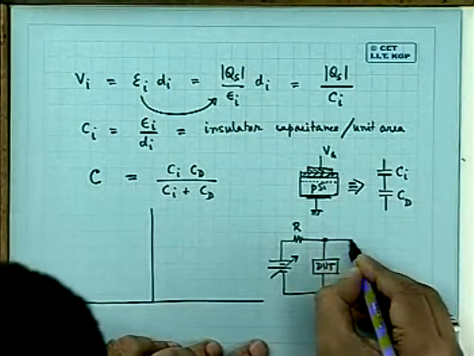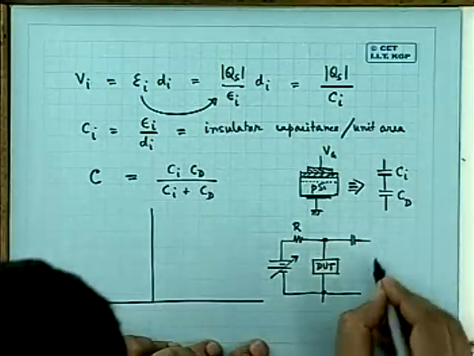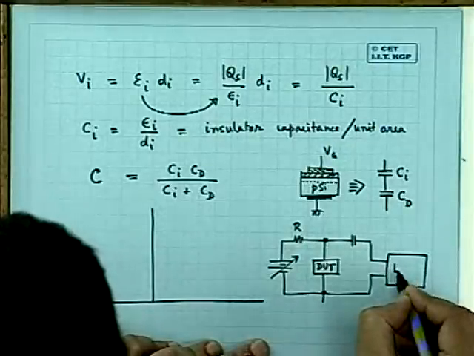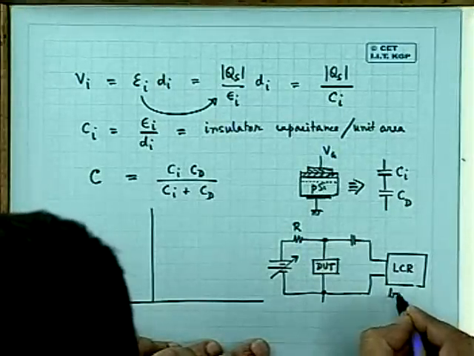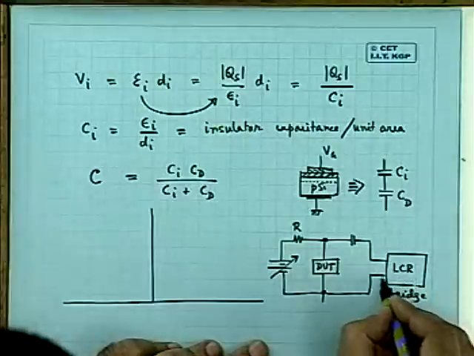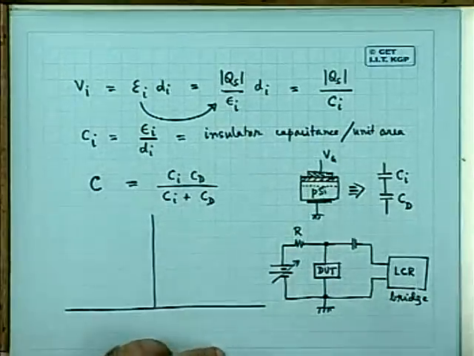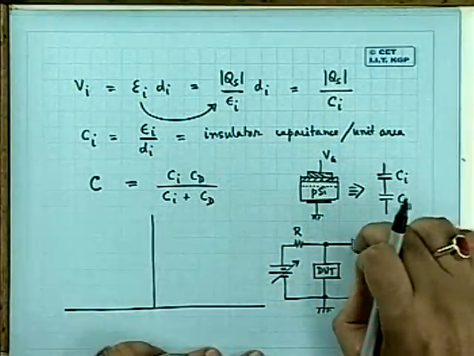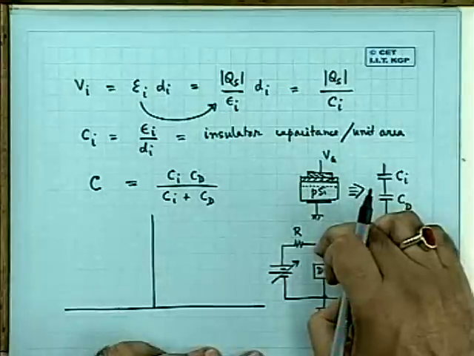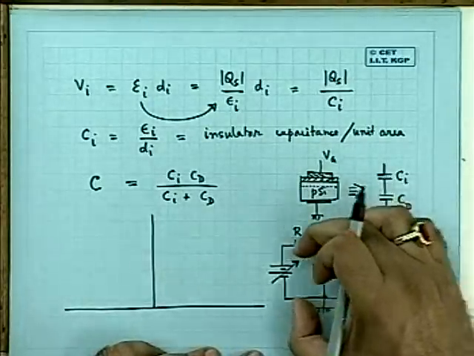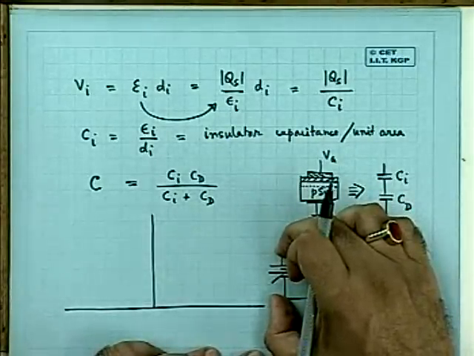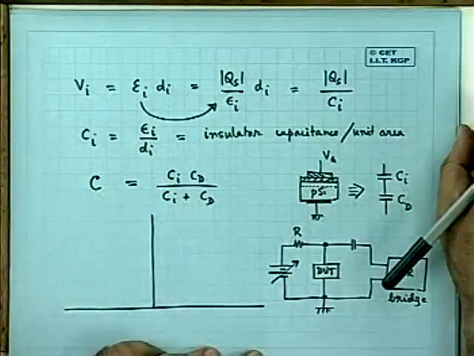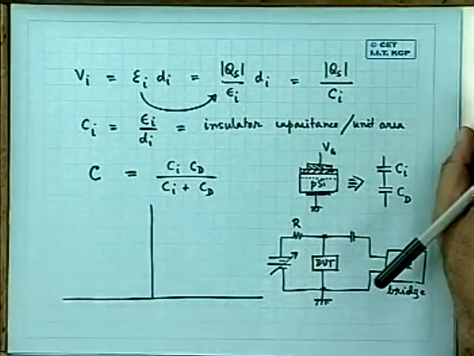Then what you do, you connect a capacitance and then a bridge here. A bridge or Q meter or anything, LCR bridge, for the measurement of capacitance at different values of bias. So what you are doing here, you are applying a DC bias via the resistance, and the voltage here will be practically the voltage you have applied, because the current will be so small that the voltage across R can be neglected. It is almost an ideal capacitance.